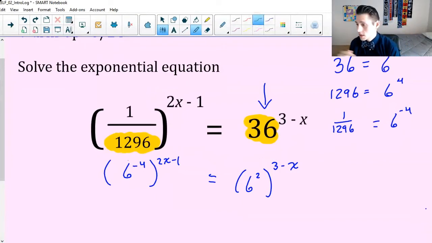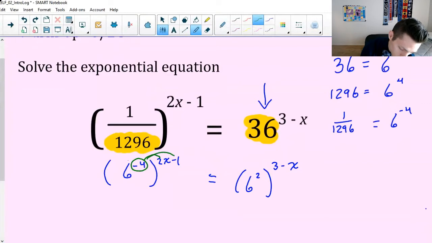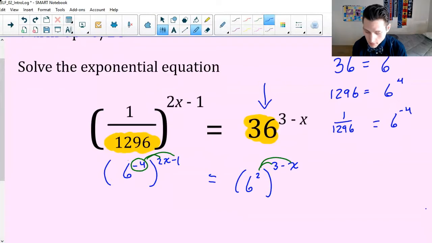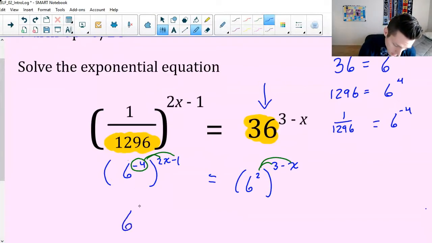From there, now we have powers of powers. So we remember our exponent rules. Whenever we have a power of a power, we multiply. So in this case, don't forget we're going to need to distribute on both sides. And don't forget with the negative to distribute the entire negative 4, not just 4. Draw your little lines if you need. Helps out so you don't forget. So 6 to the negative 8x plus 4 equals 6 to the 6 minus 2x.